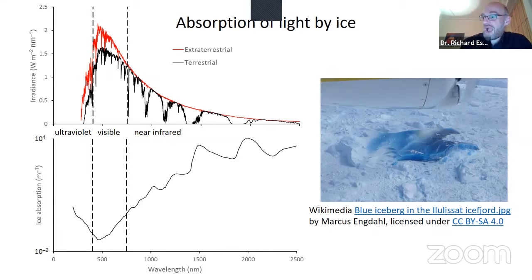We think of snow as bright and white, but that's not because ice is white. In fact, very pure bubble-free ice is blue, like this blue iceberg. Here I'm comparing ice absorption with the solar spectrum, which is quite close to a black body Planck curve at 6,000 Kelvin above the atmosphere, the red line there. But it's strongly modified by the time it reaches the surface, particularly by ozone absorption of ultraviolet light in the stratosphere and water vapor absorption of near-infrared light in the troposphere. Note that the ice absorption scale here is logarithmic. Ice is very transparent to ultraviolet and visible light, but the absorption increases dramatically in the near-infrared and the red end of the visible spectrum, which is what makes pure ice blue.